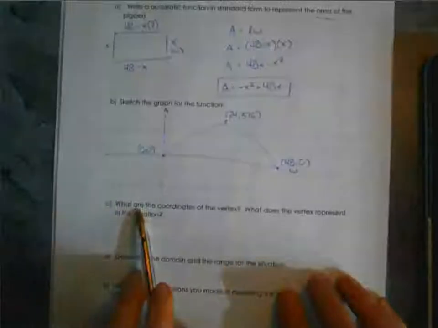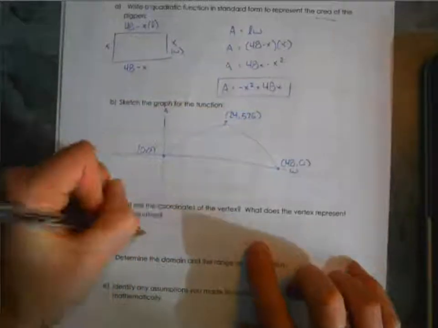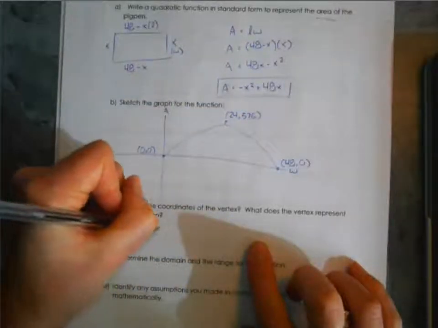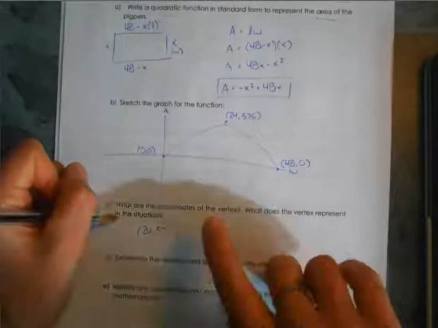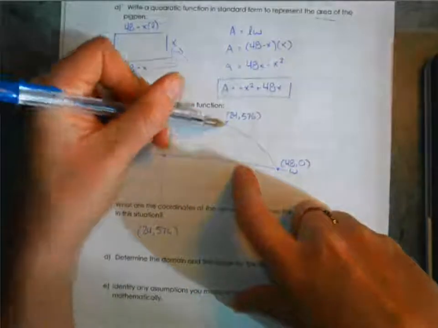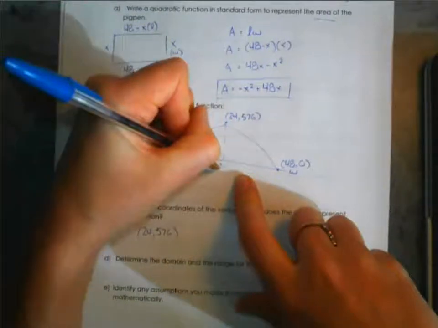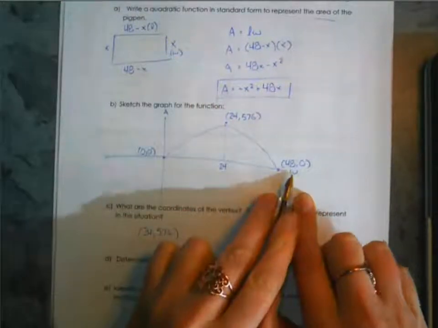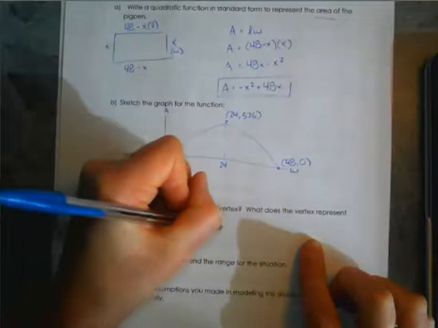Okay, so it says, what are the coordinates of the vertex? Well, we said (24, 576). And what does that represent in this situation? Well, think about what 24 is. 24 is on the x-axis, right? That's our 24. And it's giving us our width. So basically, 24 is our width.